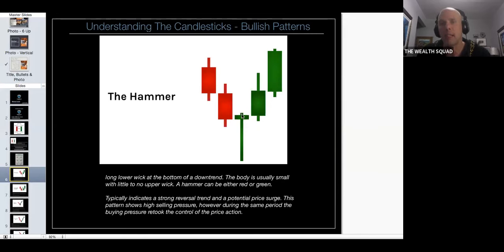It's going to just be really small. And this hammer candle can either be red or green, which I'll cover on the bearish side, right? So typically what this indicates is a strong reversal trend and a potential price surge to the upside. This pattern shows that there's high selling pressure, and during the same period, the buying pressure took control of that price action movement, right? Because now it's starting to trend to the upside.